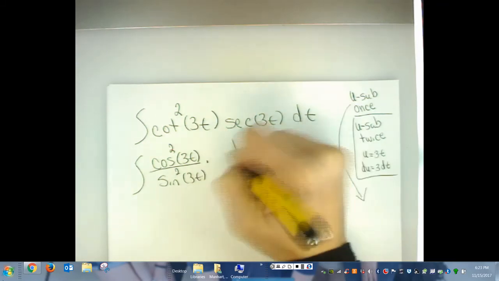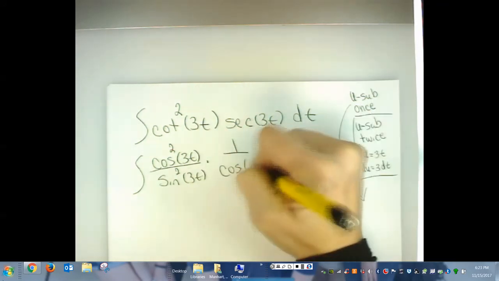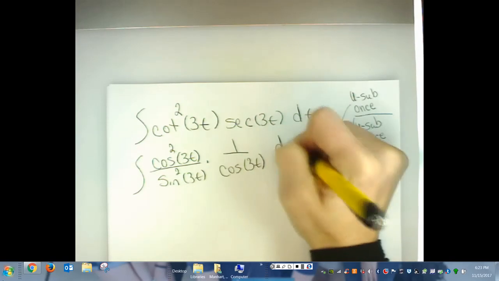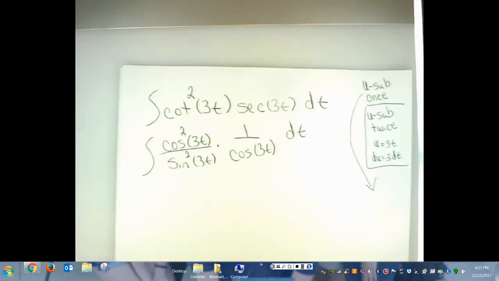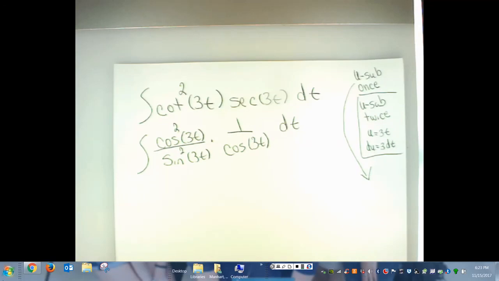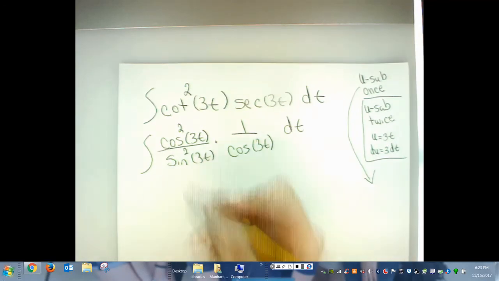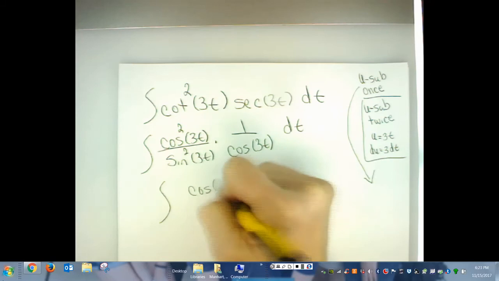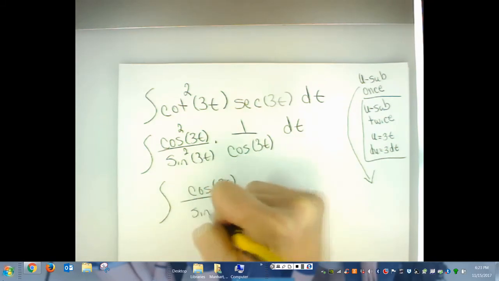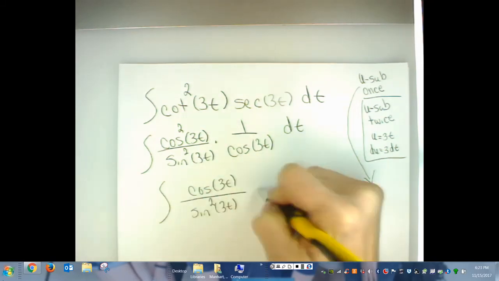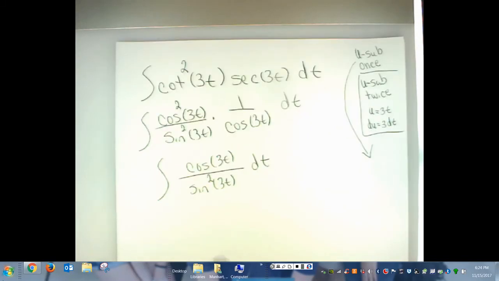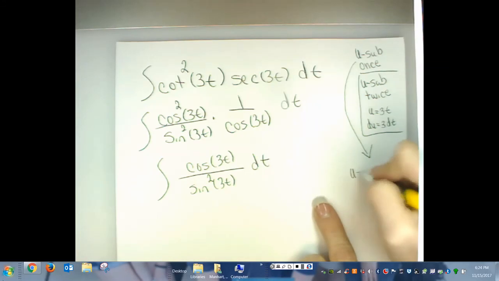And secant is 1 over cosine of 3t. By rewriting, you will see that a factor of cosine 3t cancels. And that's going to leave you with cosine of 3t in the numerator and sine of 3t quantity squared in the denominator. And you may say, well, that's just as complicated as what we did before, but not really. You should be able to see what your u sub should be, and that is sine of 3t.